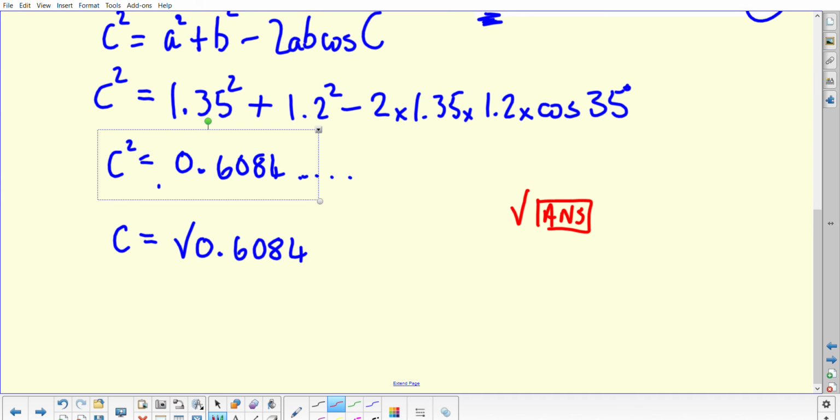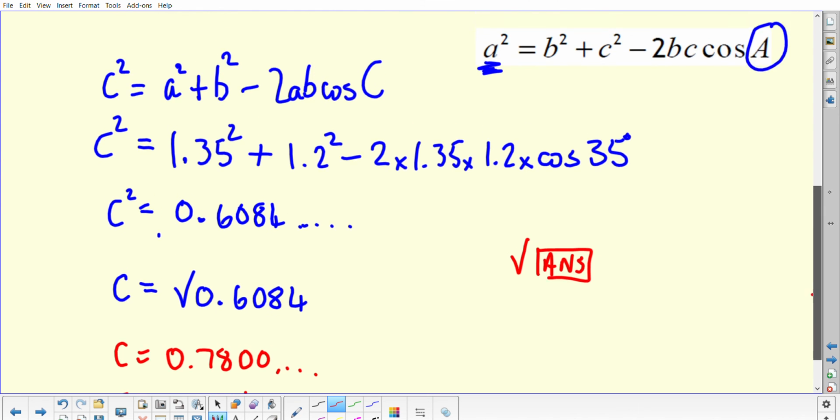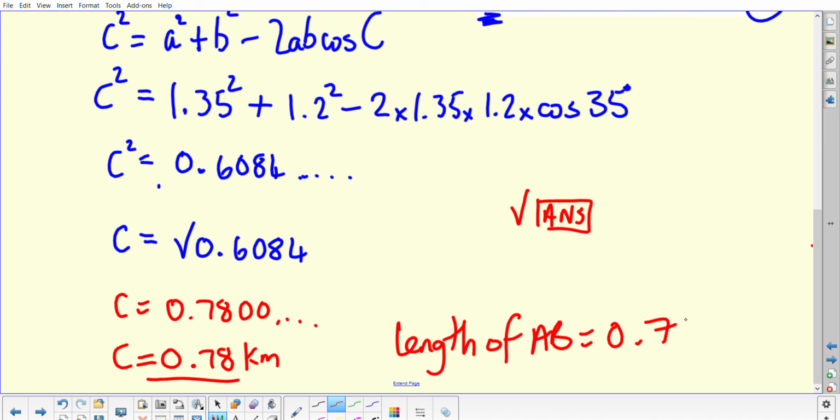You should have left it in your display. Do the square root ANS button, which is next to the equals button, and that will give you 0.7800, whole load of other digits. We would round that to 2 decimal places and it would be 0.78 kilometers. So the distance that we were looking for, which was to calculate the length of AB, so our length of AB that we've worked out is 0.78 kilometers. And that's it.